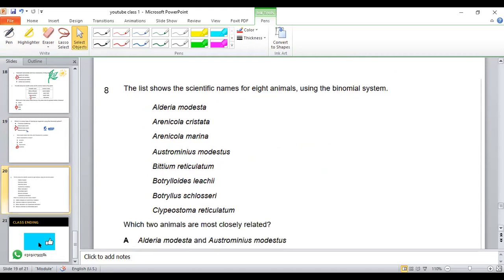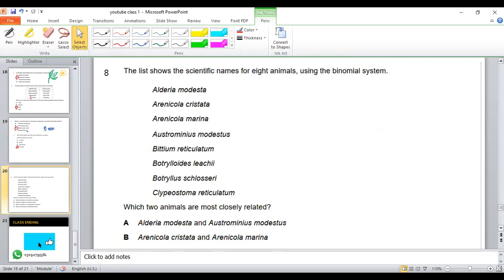Then the list shows the scientific names of 8 animals using the binomial system. These are the names. Now, which two animals are most closely related? Again, we are observing the genus name. Arenicola, Arenicola. So option is B. The genus name is the consideration here, not the species name first.